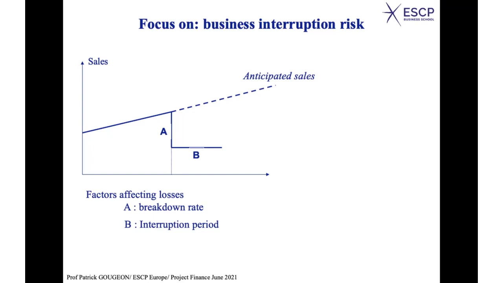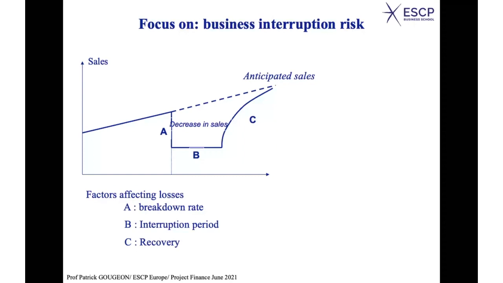Once you have rebuilt everything, you can start again, and then you have a recovery period. You have a recovery pattern, C. As you see, it may take time before you come back to normal. It depends on the type of activity. If you have a power plant, it would be a straight line, because as soon as you can produce electricity again, you are connected to the grid immediately and you start again providing electricity.